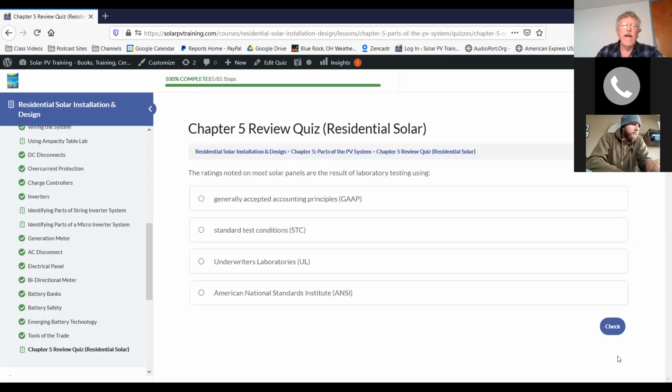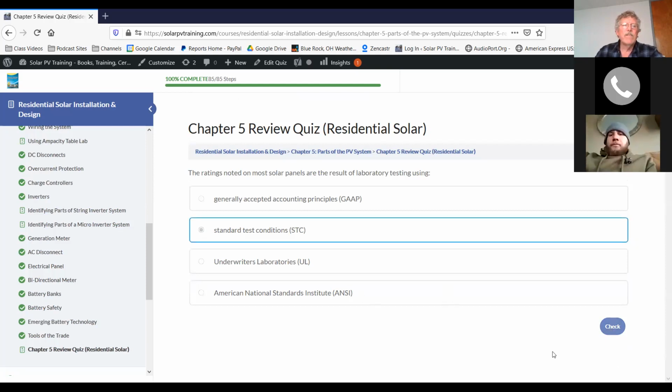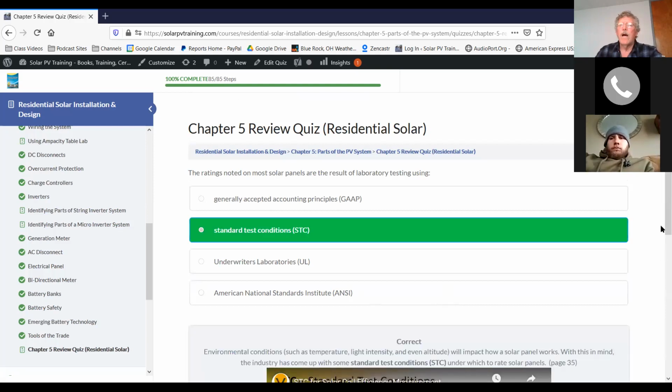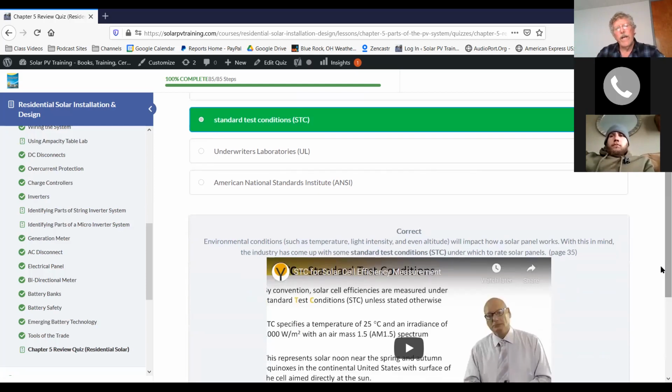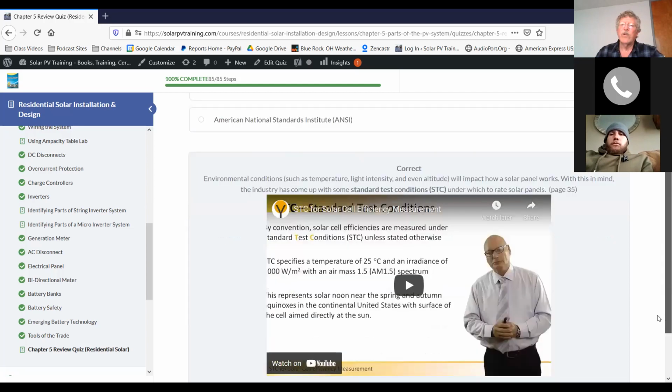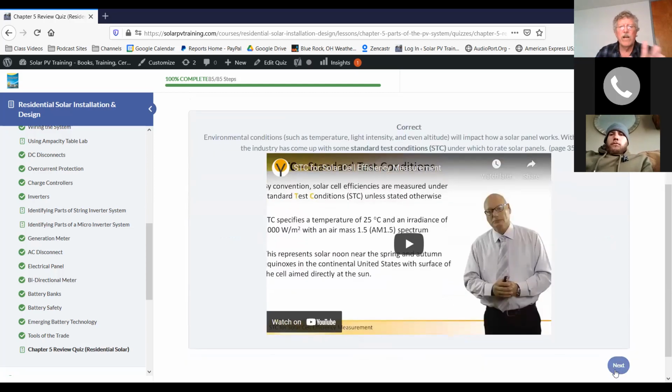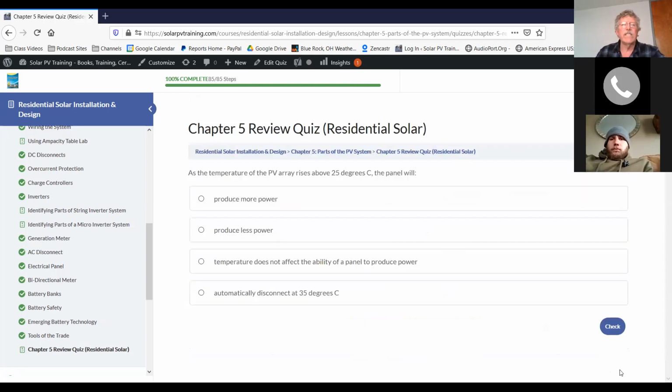So later, when we start doing some of the math, you'll adjust for temperature to get to the absolute maximum. The ratings noted on most solar panels are the result of lab testing using standard test conditions. The whole purpose of standard test conditions is to provide apples to apples. You want to know that one 300 watt panel is going to produce a similar amount of power to another 300 watt panel, so they need to be tested under identical conditions. We just set those conditions as standard test conditions, which is 1,000 watts per square meter, atmosphere of 1.5, and 25 degrees Celsius. It doesn't really matter what conditions are being used as long as everyone's consistent, and so we've gone to standard test conditions.